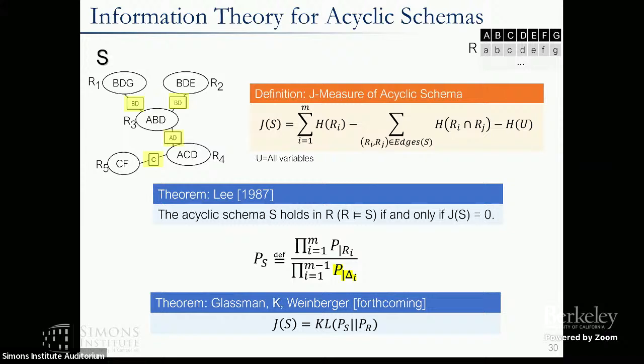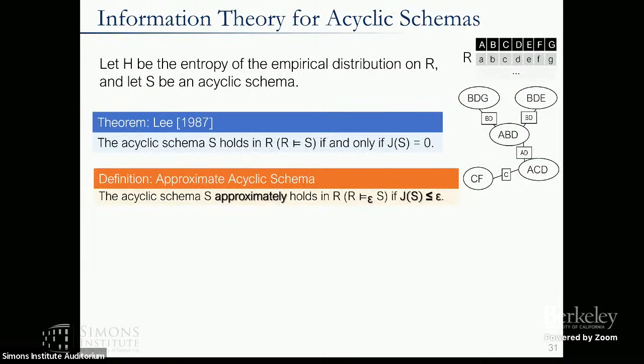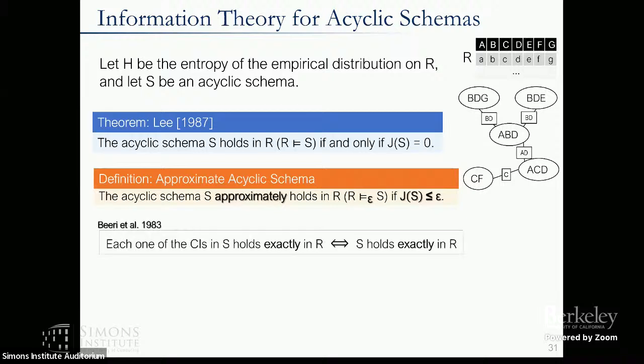So it is not surprising that when this is zero, we get precisely what we want. We get this exact rule, that this rule holds exactly. So in the approximate sense, what we will want to do is relax. We are not going to make this J measure precisely zero. We want this J measure to be some small value, some epsilon. We're going to say this acyclic schema approximately holds if this J measure is at most epsilon.